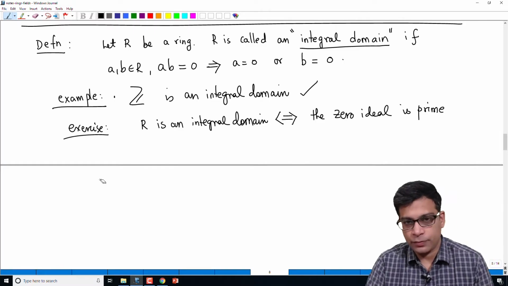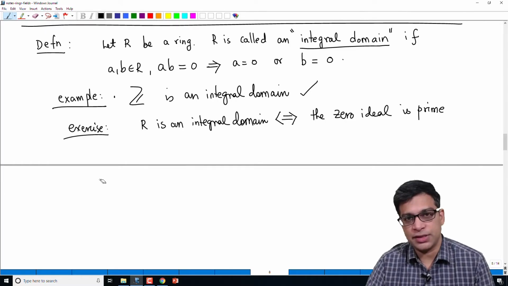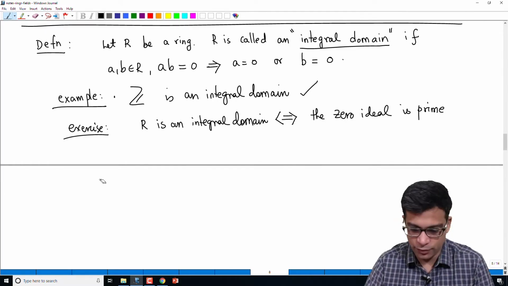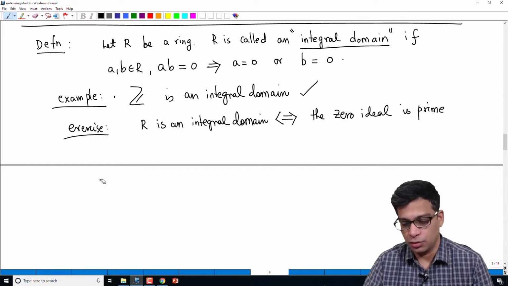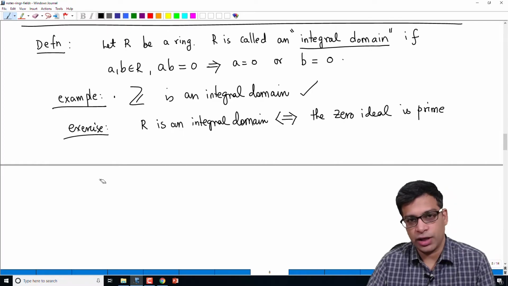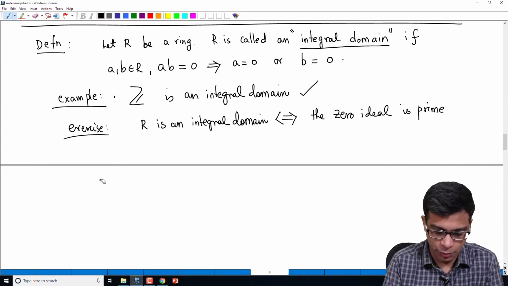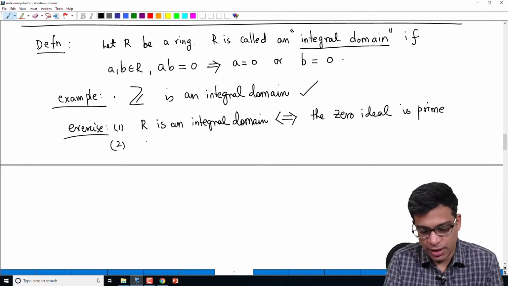This is a very simple exercise that I will let you work out, because if it's an integral domain, you take the 0 ideal. If the product of two elements is in the 0 ideal, that means the product of those two elements is 0, and because it's an integral domain, one of them is 0. So one of them must be in the 0 ideal. Similarly, if the 0 ideal is prime, then you can show that R is an integral domain.